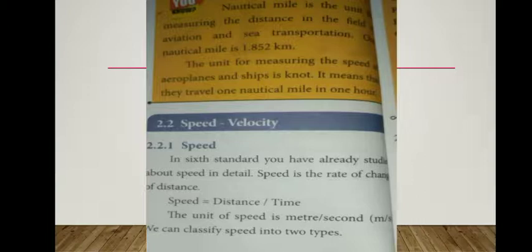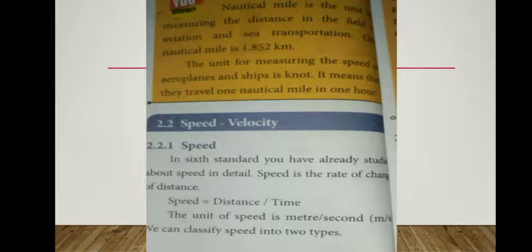One nautical mile is equal to 1.852 kilometer. Okay, 1 kilometer and also 0.852 kilometer is included, that is what we call a nautical mile. The unit for measuring the speed of aeroplanes and ships is knot. Underline the word knot. It measures that they travel 1 nautical mile in 1 hour. So 1 nautical mile in 1 hour we measure as 1 knot.